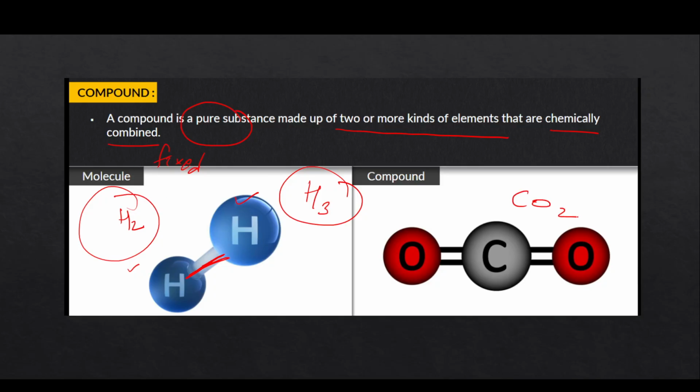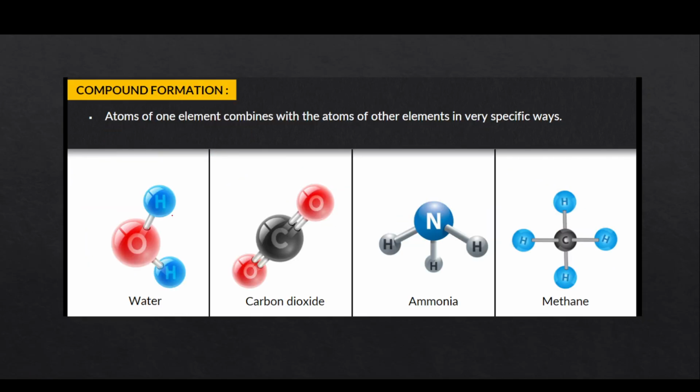Here you can see carbon dioxide, so carbon and oxygen are chemically bonded, right? So when two or more kinds of elements combine chemically and make a bond in a specific ratio, they make a compound. Atoms of one element combine with atoms of another in very specific ways. Water will only form if we combine two hydrogen with one oxygen, and ammonia will only form if we combine one nitrogen with three hydrogen atoms.